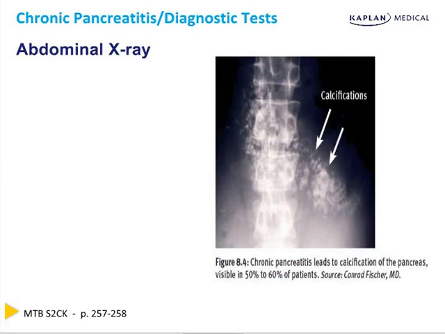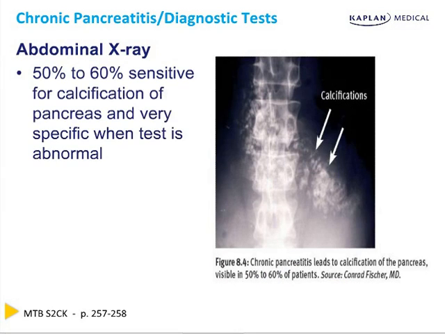Chronic pancreatitis can be diagnosed with abdominal X-ray. It is 50 to 60% sensitive for calcification of the pancreas, but it's very specific when the test is abnormal. You can see here an image on the right that shows chronic pancreatitis that has led to calcification of this patient's pancreas.